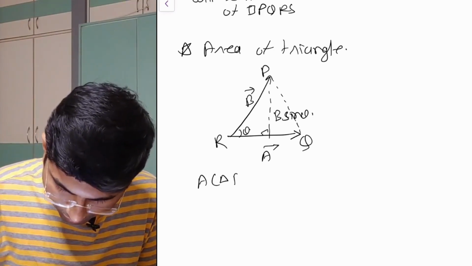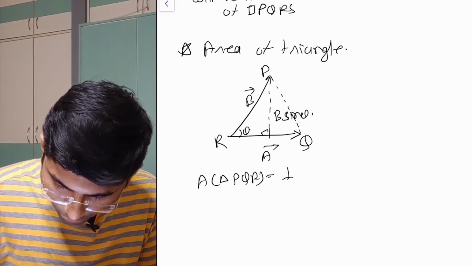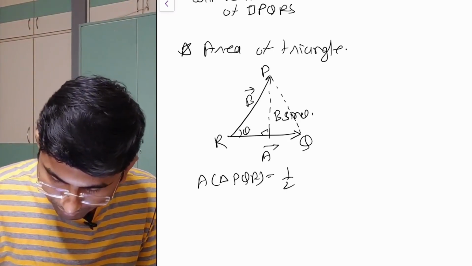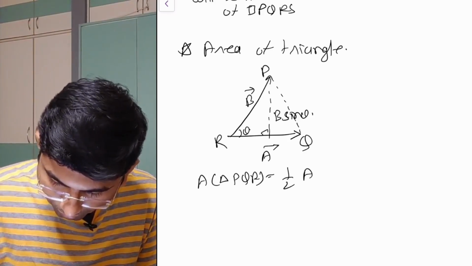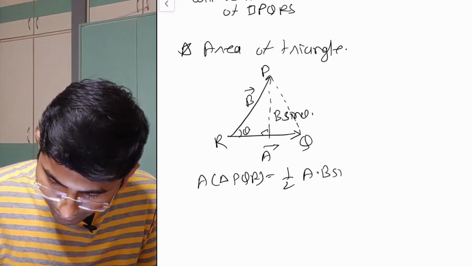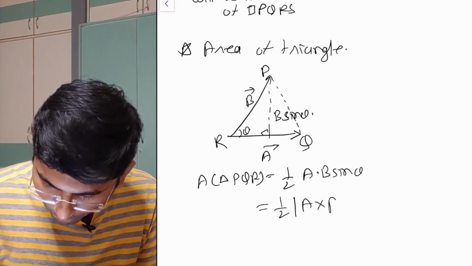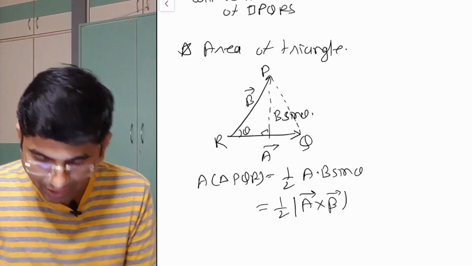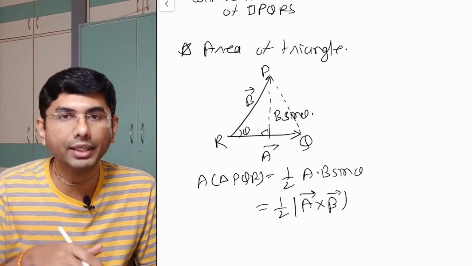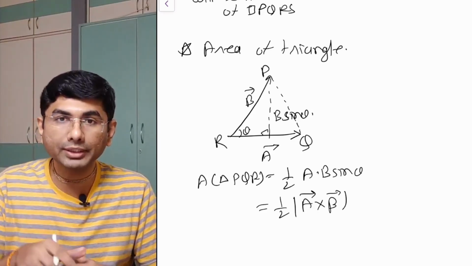PQR is equal to 1 by 2 base into height. Base is A and height is B sin theta. What is AB sin theta? It is the magnitude of A vector cross B vector. Again the same thing. Now again this area will also be perpendicular to the surface.